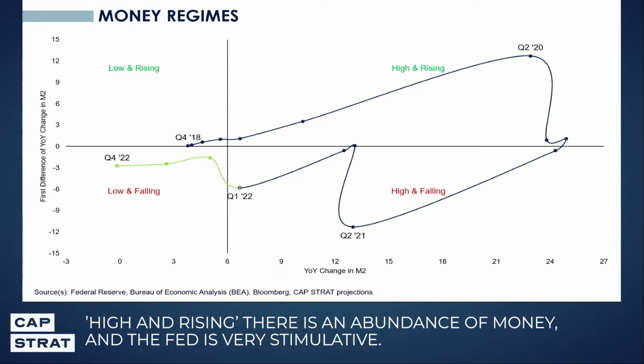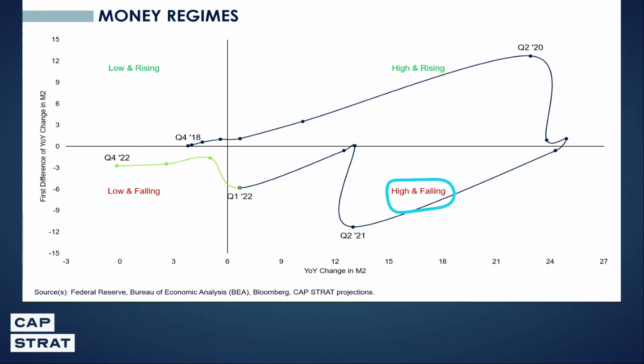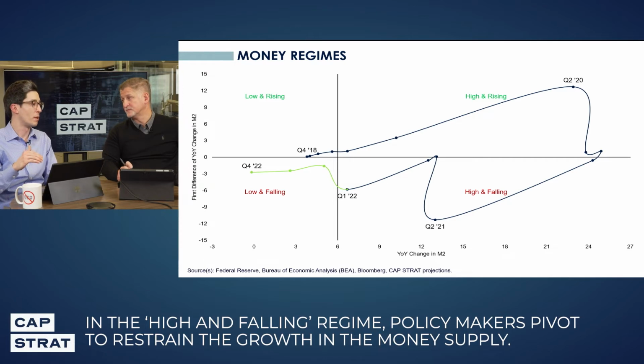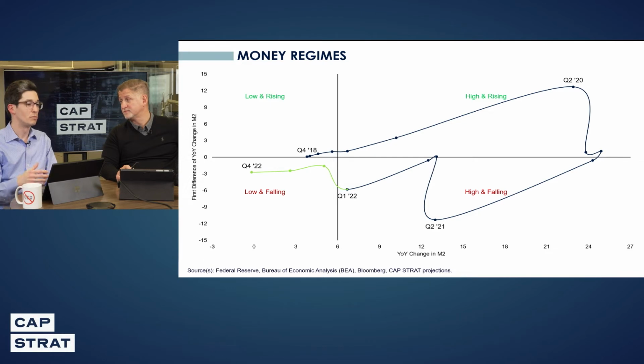Exactly. And then you get down into high and falling. This is a pivot point for markets. The money supply has grown tremendously, in order to support the economy or markets or whatever reason. And now policymakers have pivoted to restrain the growth of the money supply. So whether that means no more stimulus checks, or that we're going to hike interest rates, or we're going to unwind our balance sheet, this is a pivot point for markets. It's generally not good news for equities or bonds. Right. This is when interest rates usually start to rise because they start to price in a policy shift.